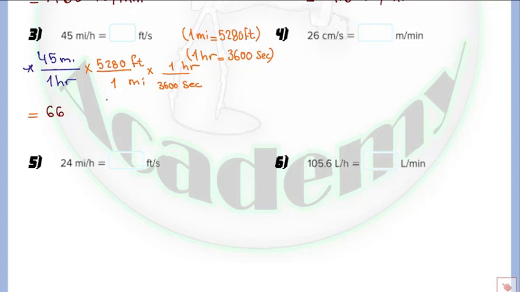Now write the units. We have mile and mile. Hour will be cancelled with hour. So the only unit which remains up is feet. And the only unit which remains down is second. So the answer now will be equal to 66 feet per second.